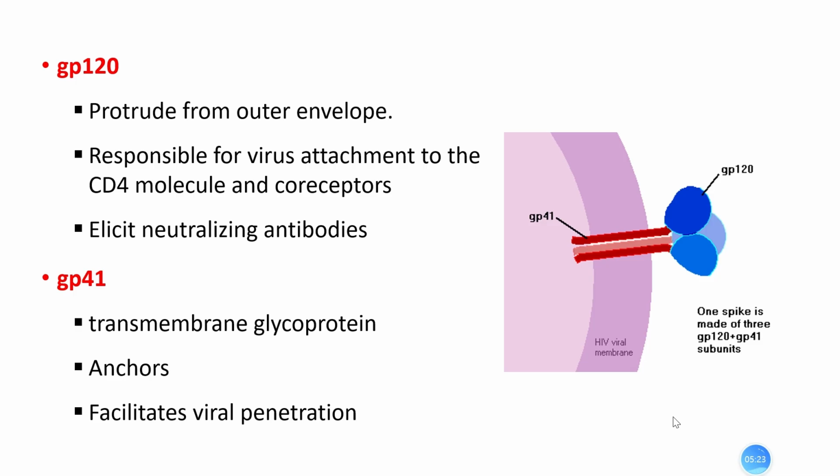Let me introduce the two major GP proteins, GP120. GP120 protrudes from the outer envelope, and this is the ligand molecule which attaches to the cellular receptor, and on the human cell that's the CD4 molecule, and also co-receptors related to HIV infection.